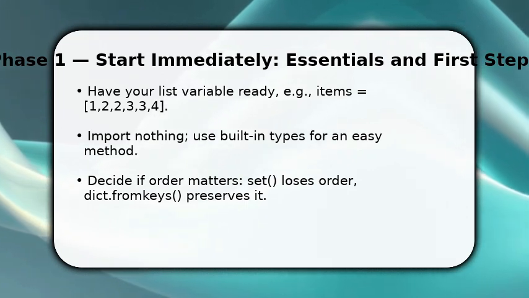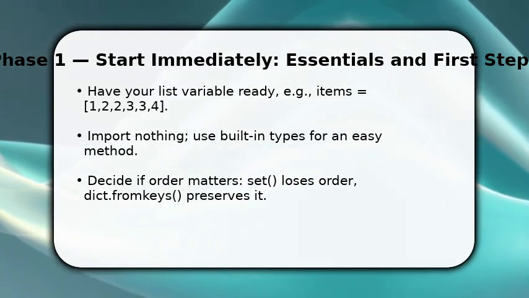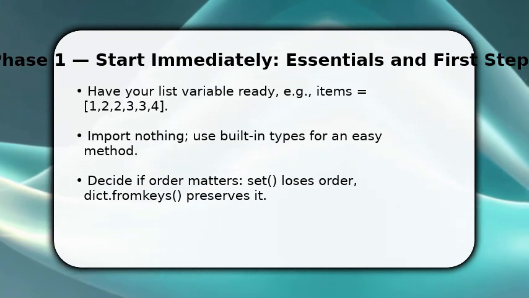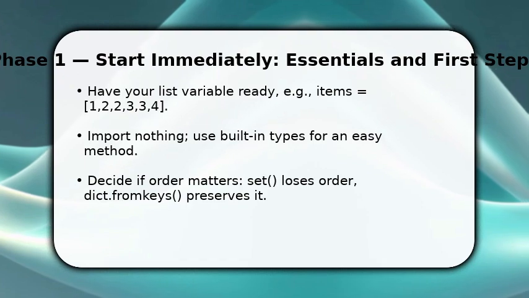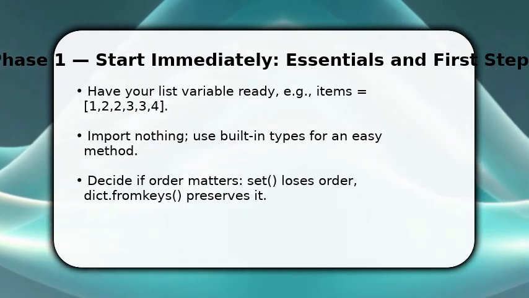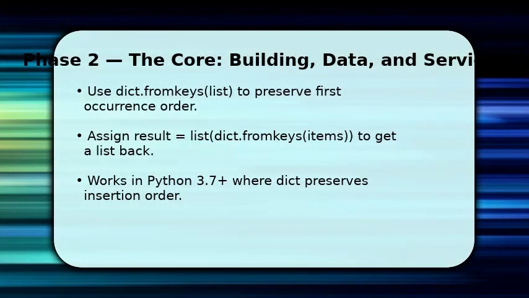If you care about order, stop here and choose the ordered technique in the next slide. This keeps predictable output while still removing duplicates efficiently. Now perform the ordered removal. Use result = list(dict.fromkeys(items)).